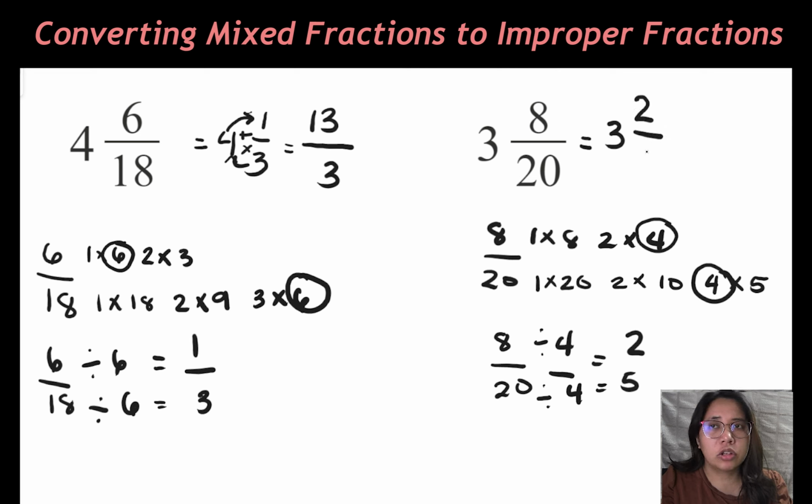And denominator is 5. So, to convert that to improper fraction, so 5 times 3 is 15. And then, 15 plus 2 is equal to 17. At kukopyahin lang natin yung denominator, which is 5. So, 3 and 8 over 20 is equivalent to 17 over 5.